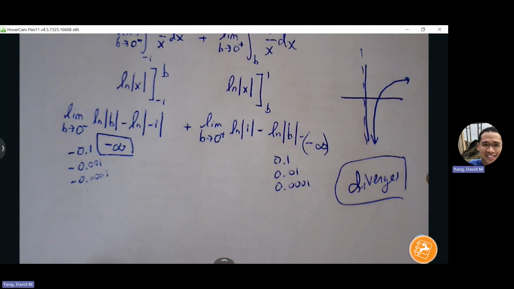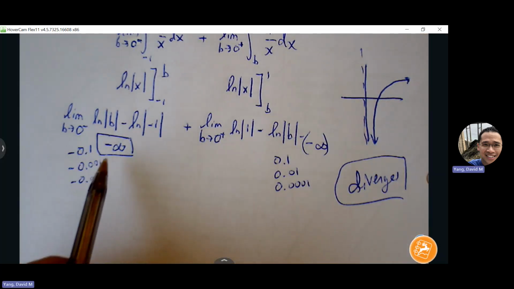So if you ever see a one-sided limit, plug in that real number first. If you can convince yourself that value is going to get you a real number, then you stop, and you can produce your answer and say that it converges.